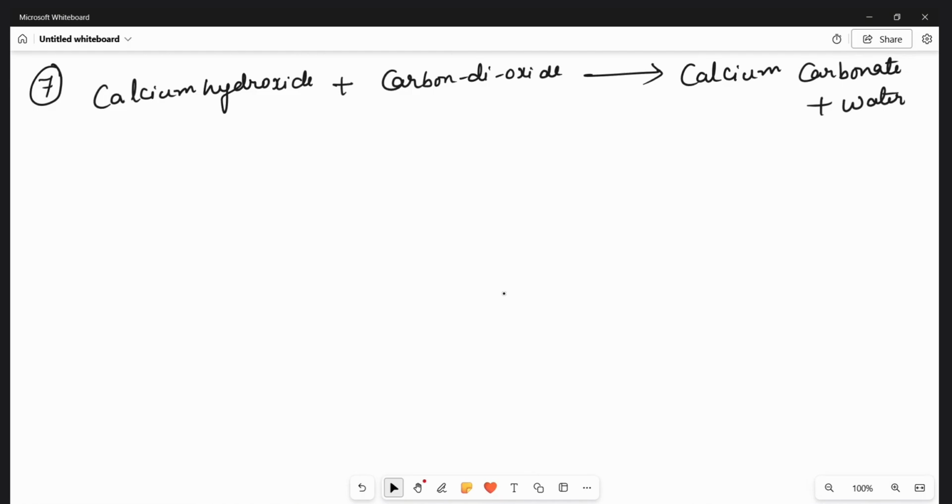So, listen once. Calcium hydroxide. Calcium symbol is what? Ca. Calcium valency 2, hydroxide it is 1. So you will get 1 calcium reacts with 2 hydroxide group, Ca(OH)2, plus carbon dioxide CO2.